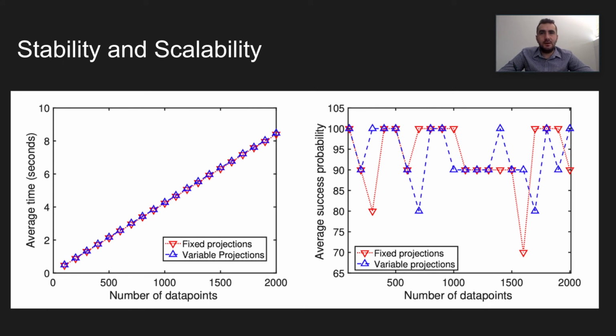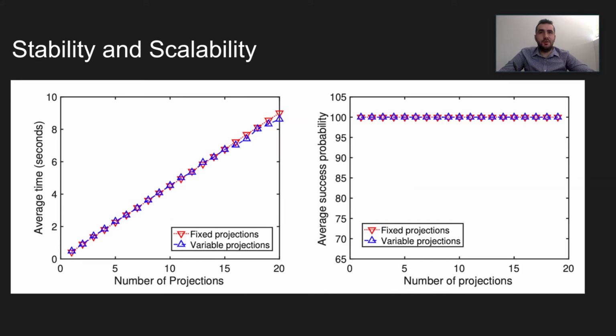As we can see, the running time of both algorithms are comparable and increase linearly with the number of data points. The second figure shows that the increase in the number of data points doesn't affect the success rate of the algorithm. For the second experiment, we fixed the number of data points to be 200 and vary the number of projections between 1 and 20 in increments of 1.